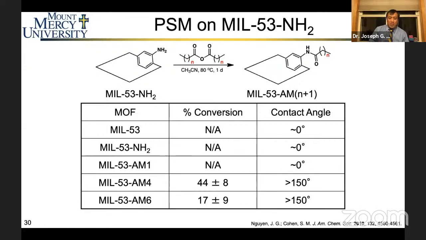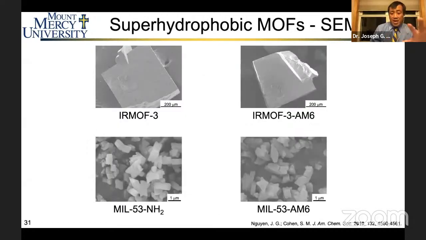As you can see on this slide, we couldn't do any larger ones beyond the AMID 6. Notice the AMID 4 has about a 44% conversion, and the AMID 6 only 17-18%. But nonetheless, we don't need a very high percentage to show that we took a hydrophilic MOF and turned it into something that is super hydrophobic. One of the videos that I'm going to show you after this shows how that super hydrophobic property plays a role.